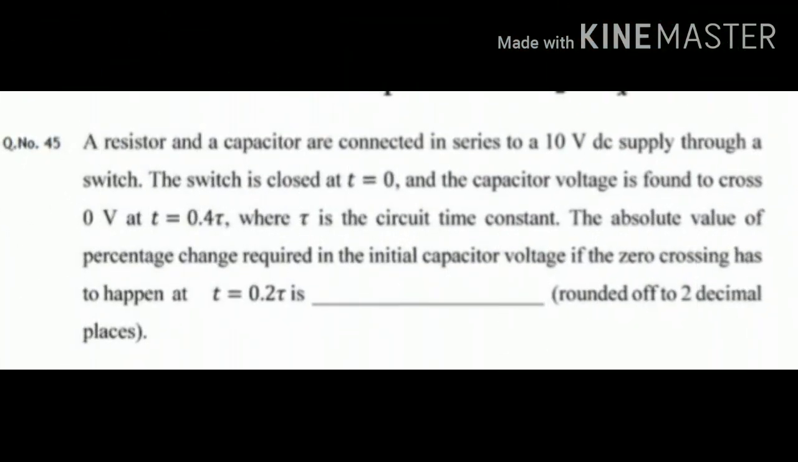A resistor and a capacitor are connected in series to a 10 volt DC supply through a switch. The switch is closed at time t is equal to 0 and the capacitor voltage is found to cross 0 volt at t is equal to 0.4 tau, where tau is the circuit time constant. The absolute value of the percentage change required in the initial capacitor voltage if the zero crossing has to happen at t is equal to 0.2 tau.